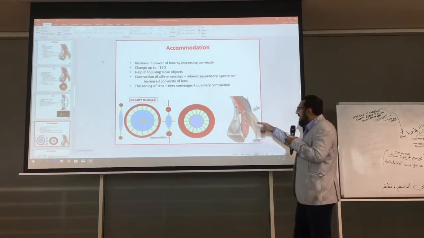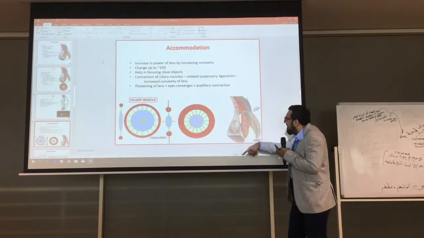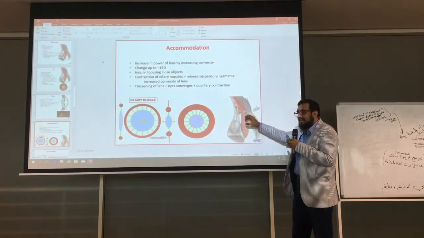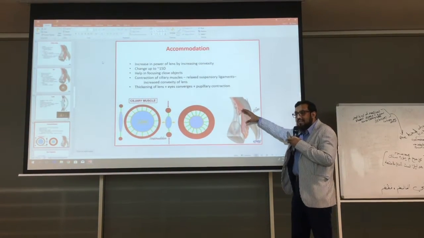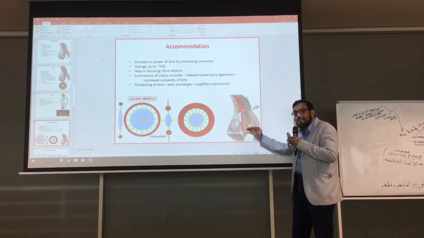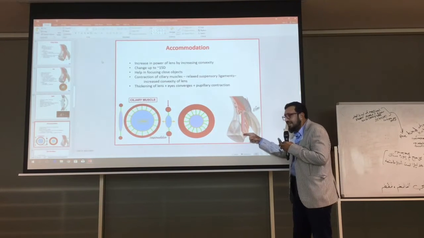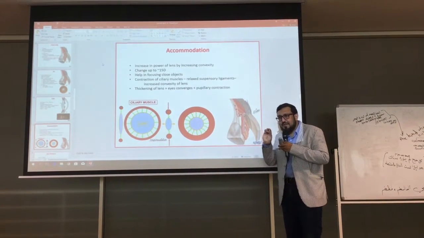Now, if you look here carefully, whenever your ciliary body will contract, the iris is attached to it, right? So the iris will also get relaxed. When the iris gets relaxed, your pupil will also narrow down.